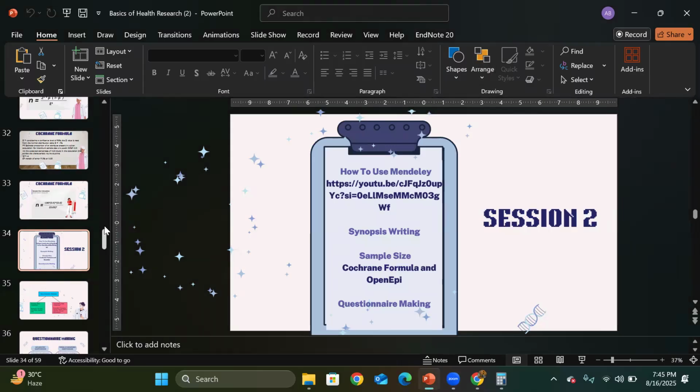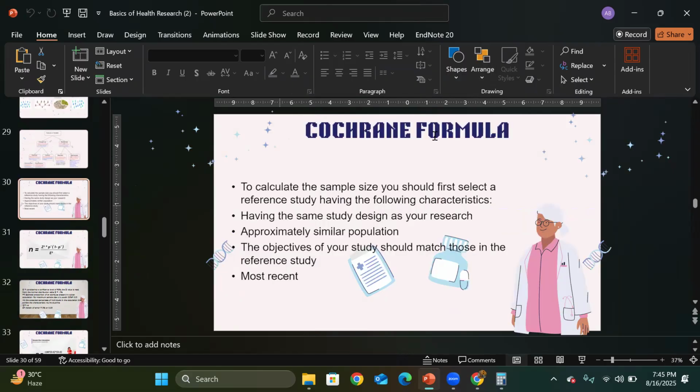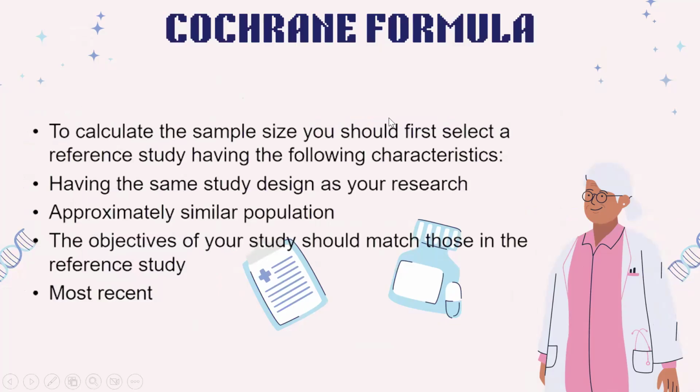Okay, so the second one is using the Cochrane formula. For the Cochrane formula, it suggests that to calculate the sample size, you should first select a reference study. That was the parent article I was referring to. What is a parent article? That is an article that has almost similar study design as your research, almost similar population. The objectives of your study should match those, and it is a recent article. Okay, so these are some of the characteristics that your parent article should have.